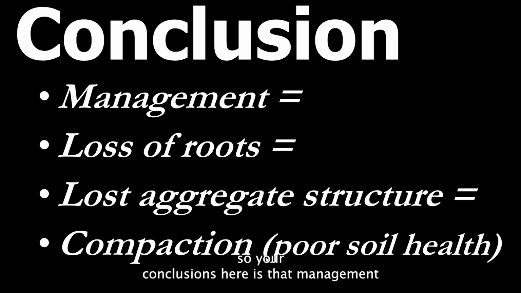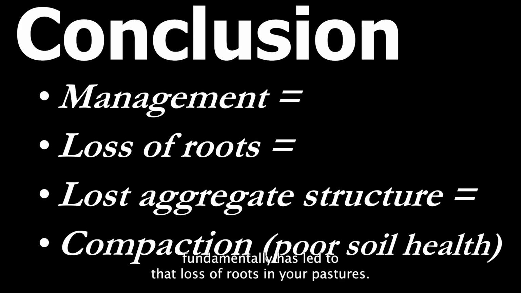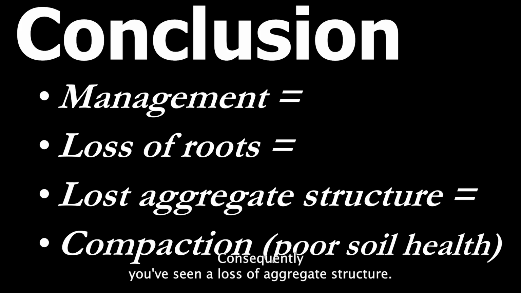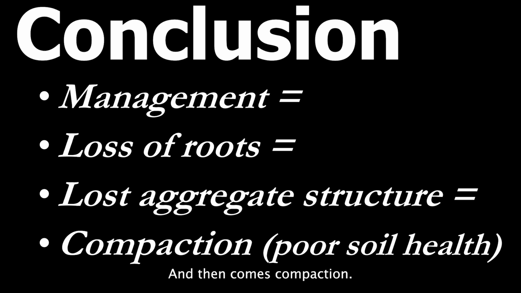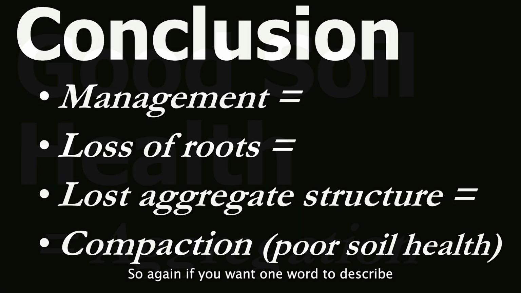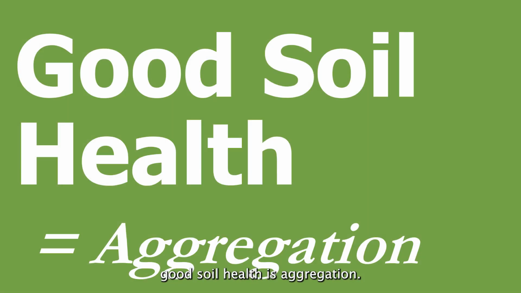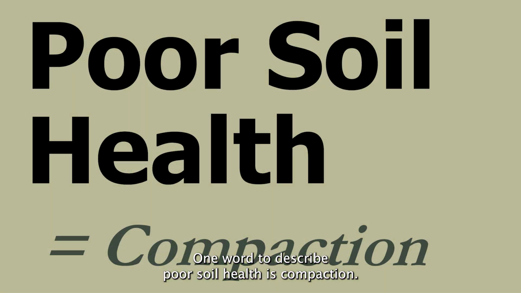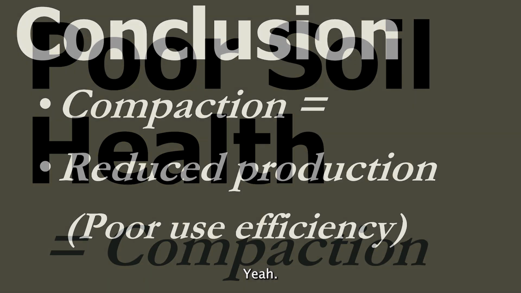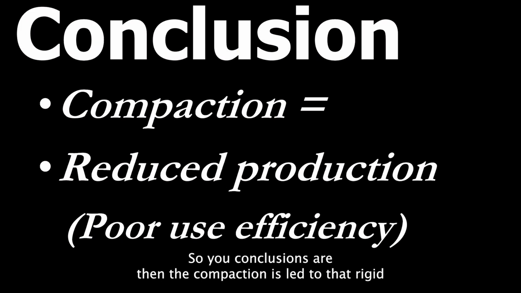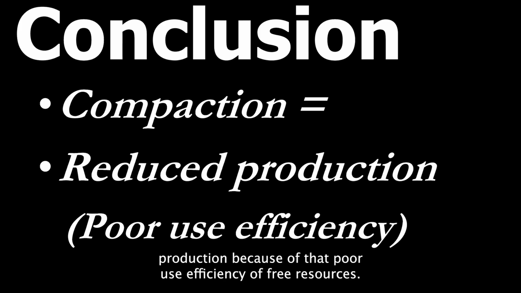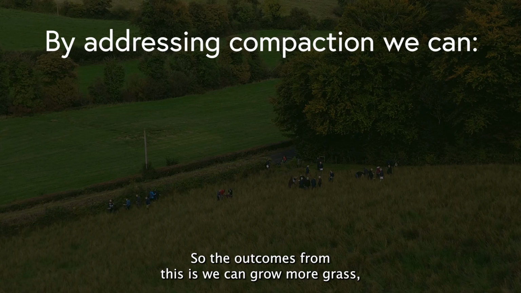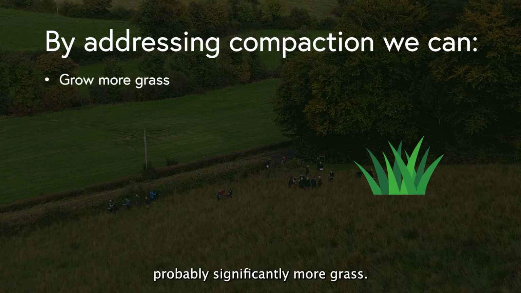The conclusions here are that management fundamentally has led to that loss of roots in your pastures. Consequently, you've seen a loss of aggregate structure, and then comes compaction, otherwise known as poor soil health. So if you want one word to describe good soil health, it's aggregation. One word to describe poor soil health is compaction. So your conclusion is that compaction has led to reduced production because of poor use efficiency of free resources.